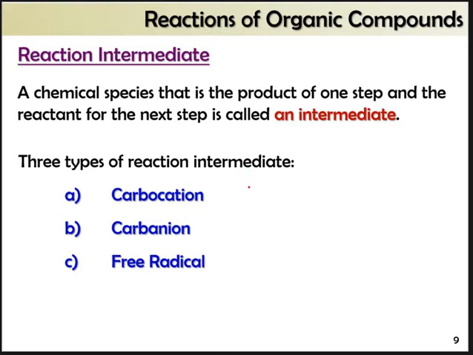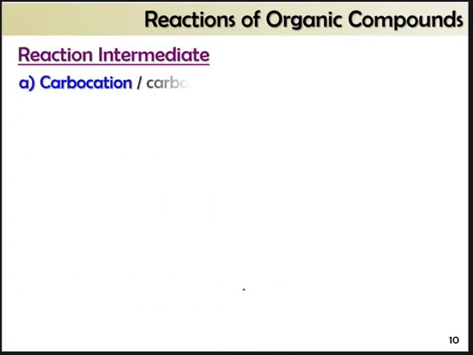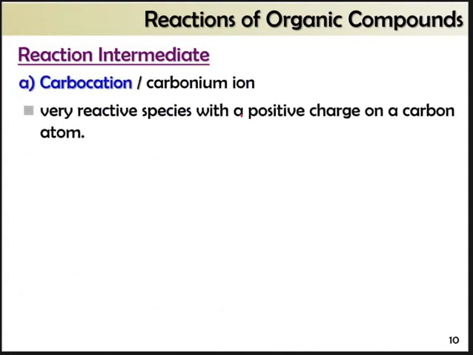So what is carbocation? Carbo comes from carbon, and cation is positive charge. And carbanion is carbon with negative charge. Free radical is an atom or group of atoms that has one electron. So the intermediates are unstable and highly reactive. So carbocation or carbonium ion is a very reactive species with a positive charge on a carbon atom.